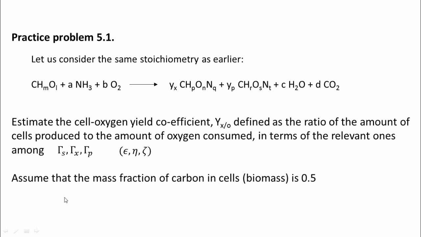And while doing this, assume that the biomass fraction of carbon in cells is 0.5. So you can say that the cells are growing aerobically. So you get a fraction of 0.5. Anaerobically it's around 0.1 or so. Okay then, see you in the next lecture when we solve this problem, and then we go ahead.